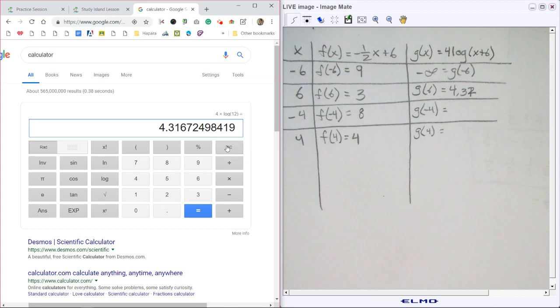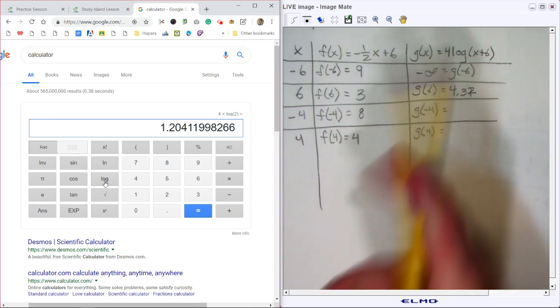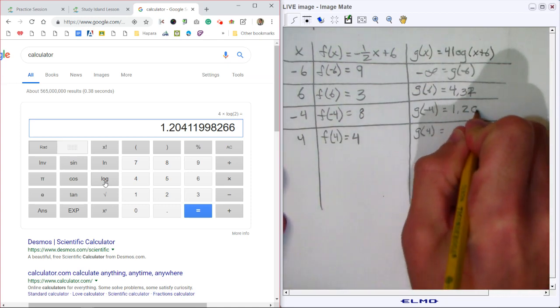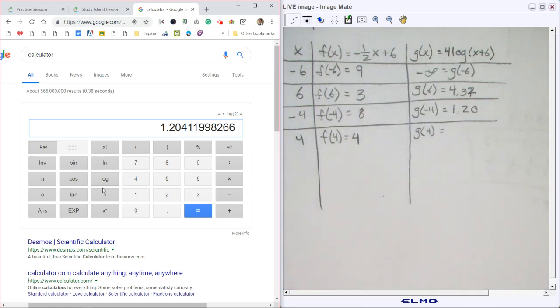All right, next up, 4 times log, and you have negative 4 plus 6, which is 2. You get 1.20. So it better be the next one or we did it wrong. And here we go. We have 4 times log, and then we have 4 plus 6, which is 10. And there you go, 4.